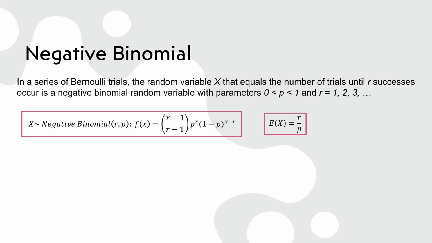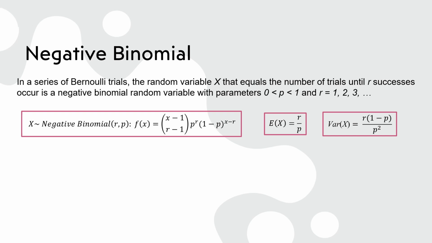Since the probability of success is P, to achieve R successes, you multiply the average number of trials per success by R. Hence the mean is R over P. The variance is R multiplied by the probability of failure divided by the square of the probability of success.